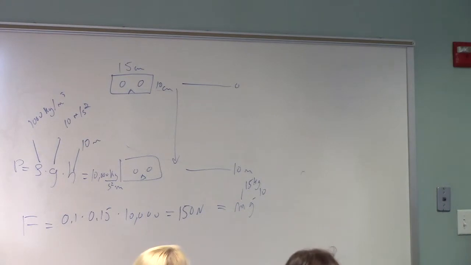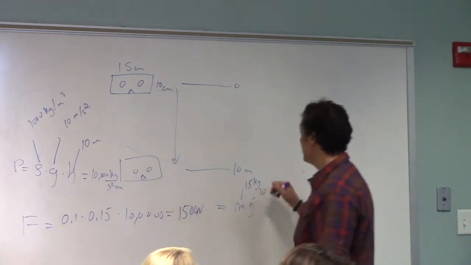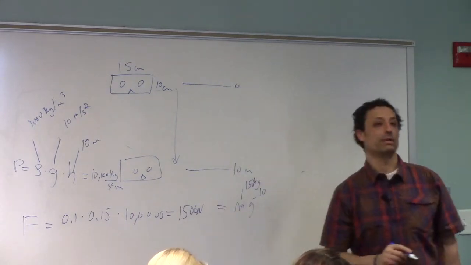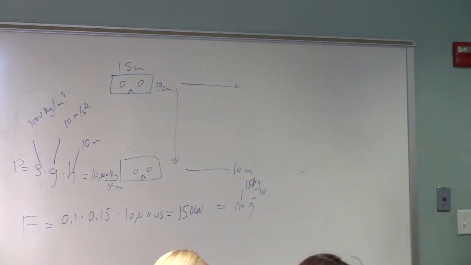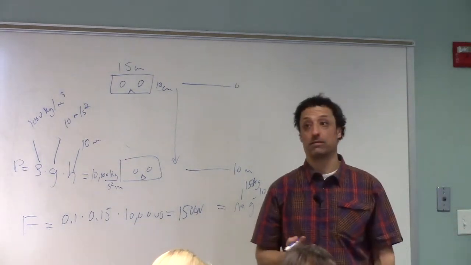Something is missing here. This was 100,000, sorry. So this is 1,500. And this is 150 kilogram. 150 kilogram is somebody more than 300 pound sitting on the mask.